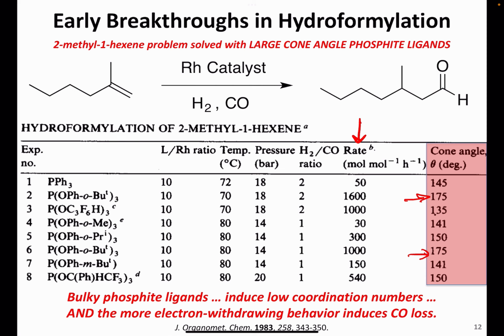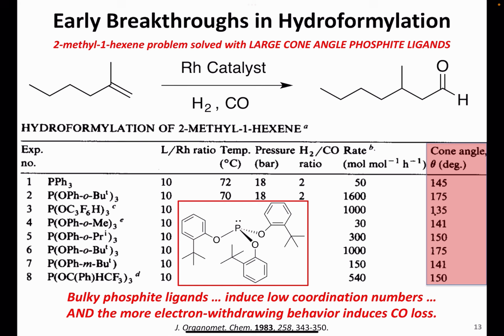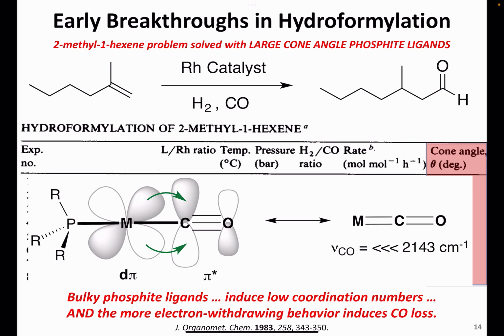And so why is that? Well, the large bulky phosphine ligands induce low coordination numbers, but the phosphite ligands are key because they promote the loss of CO. And so here is what the actual phosphite ligand looks like. So you can imagine it is pretty big. But how is it inducing the loss of CO? Well, notice that you don't have P-C bonds, you have P-O bonds. Well, O is obviously more electronegative and more electron withdrawing than carbon. And so what happens is that this back bonding interaction that I introduced to you before is less prominent.